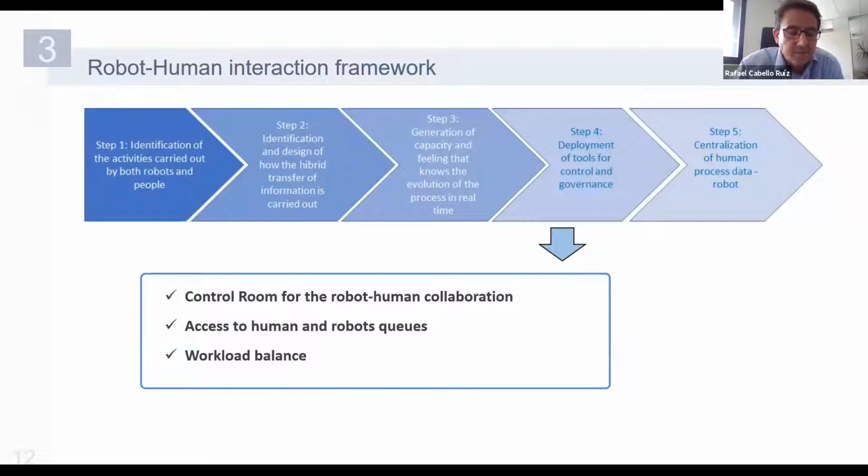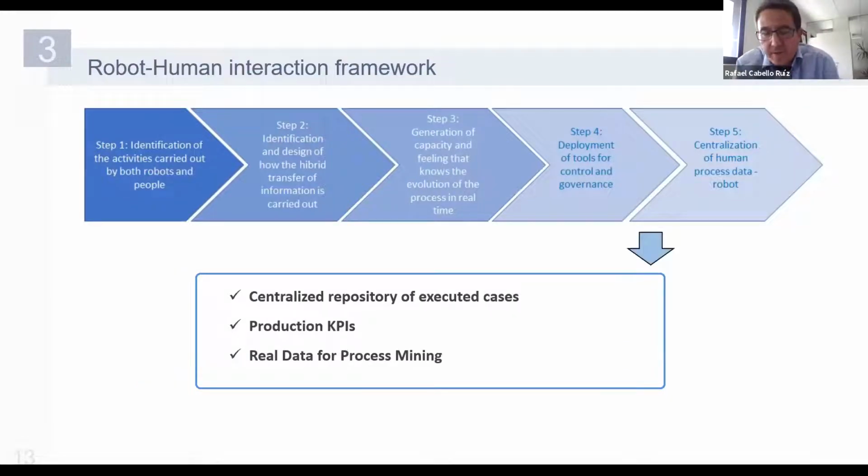And in case of any need, you have the possibility to switch the workload from the robots to the humans if there is any break in the process. And very important, this control room must generate the central repository of all the data that is the result of the process, all the actions, all the details of the evidence, because this is the tool that will provide post-mortem analysis.